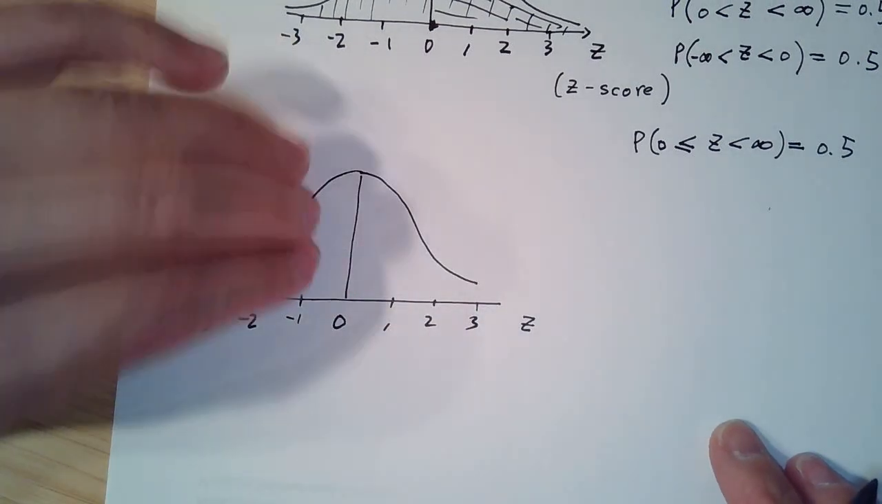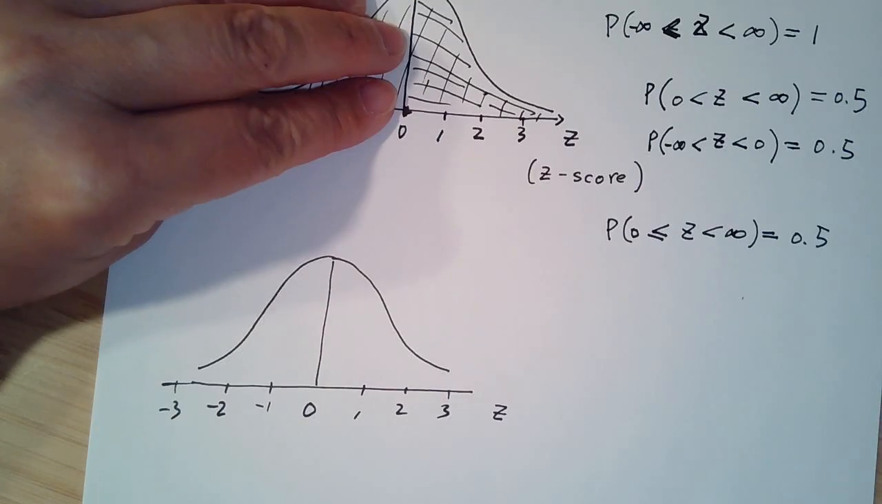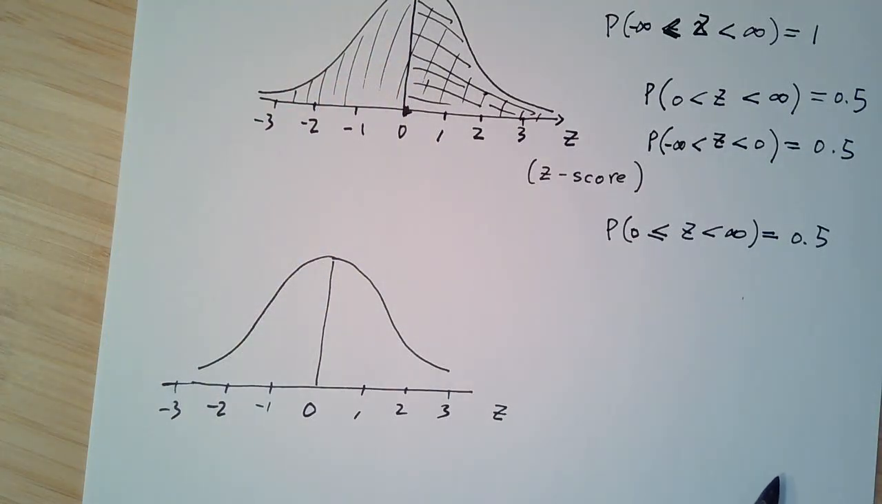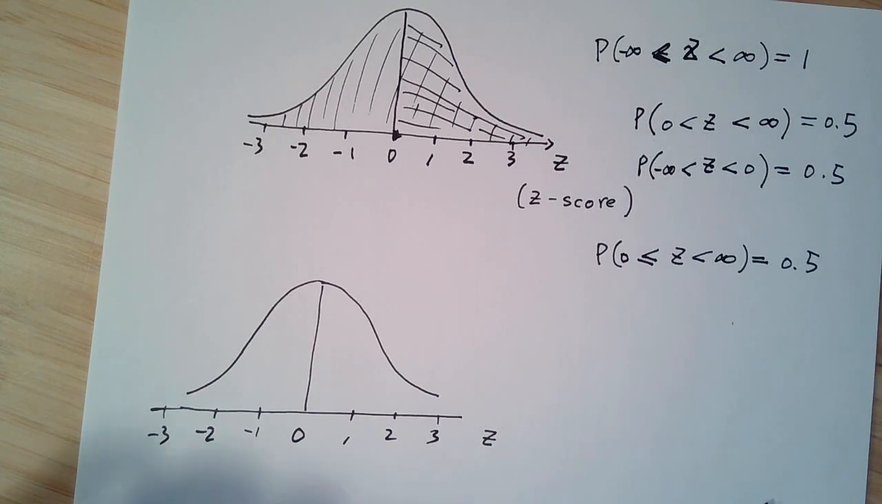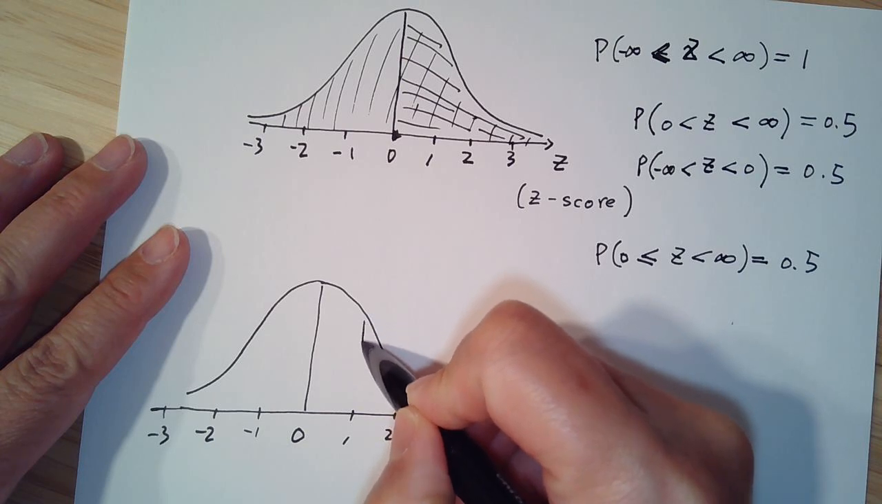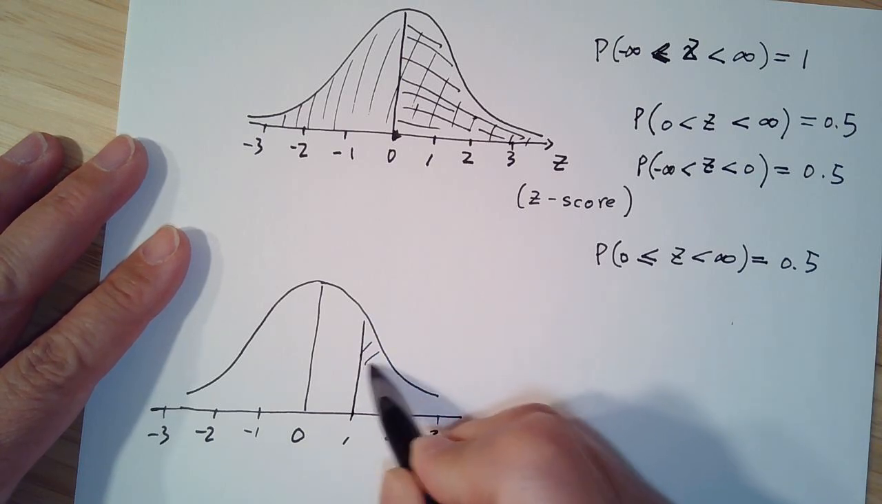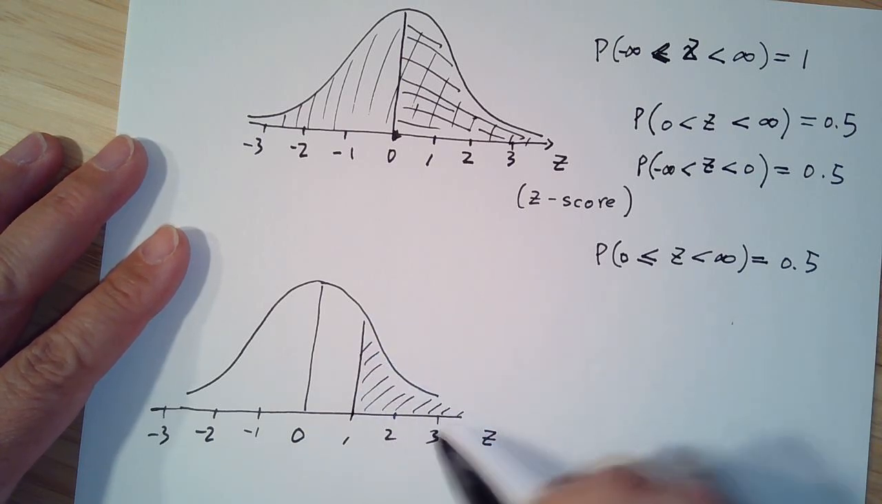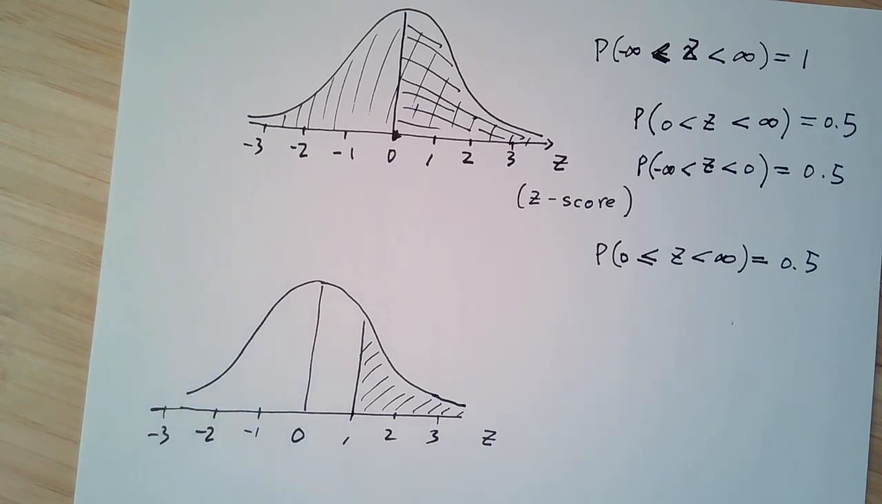All right, now we just learned earlier that the probability starting from 0 and all the way to the right is 0.5, right? So from here to here is 0.5. What about this one? How can you find that? Do you know that? You don't.